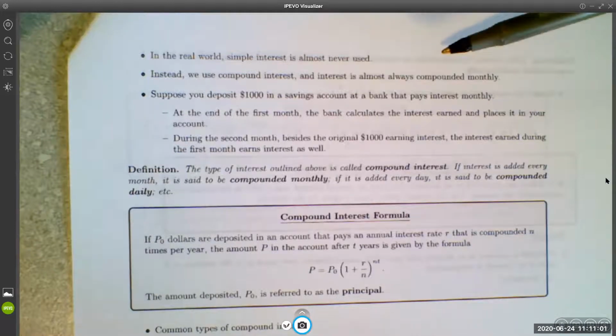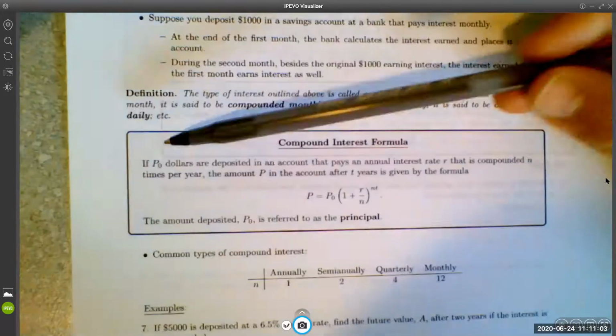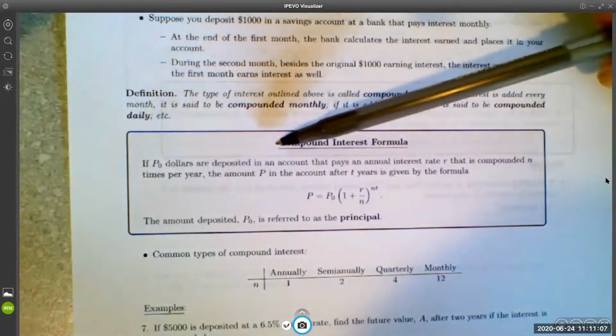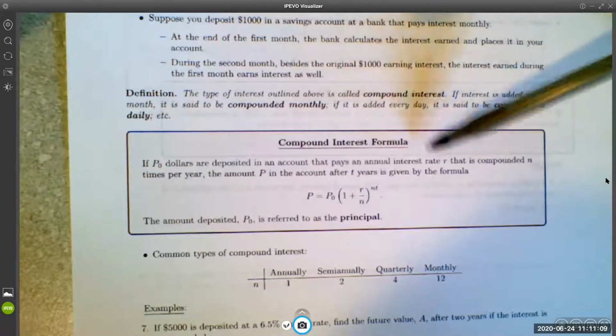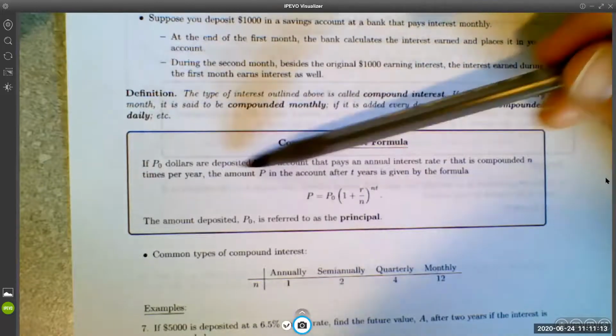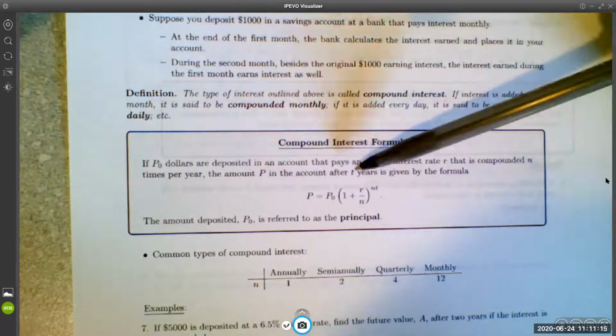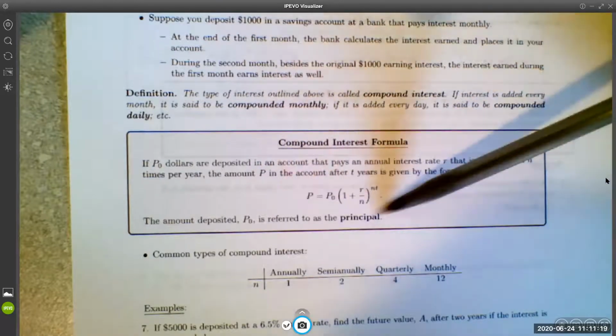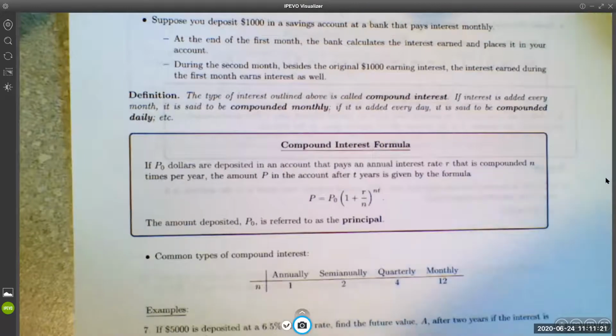Here's how compound interest works. If P naught is the initial amount that you deposit, that pays an annual interest rate R that's compounded n times per year, then the amount P in the account after t years is given by this formula: P equals P naught times (1 plus R over n) to the nt. Now, how in the world do we get that?